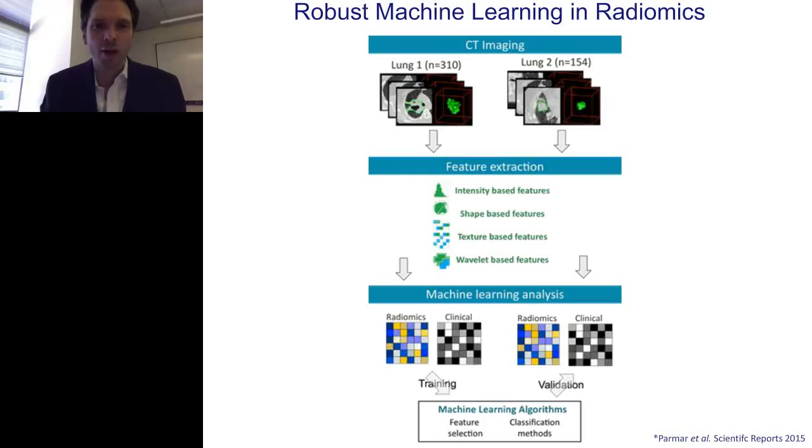Then another way of doing this, we can also apply some machine learning techniques. So one study that was done by Shinton Palmer, a machine learning expert in my group, assessed different machine learning methods and radiomics data. So we had a training data set of 310 patients and an independent validation cohort from a different institution of 154 patients. And so from both data sets, we extracted features.